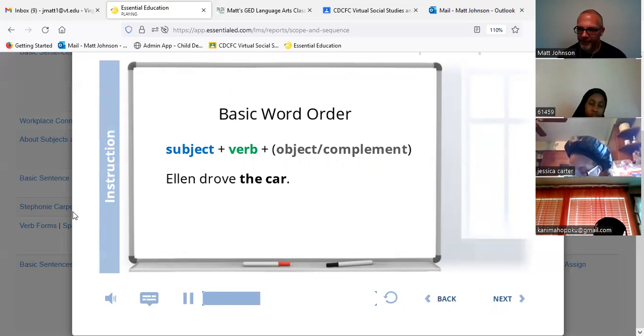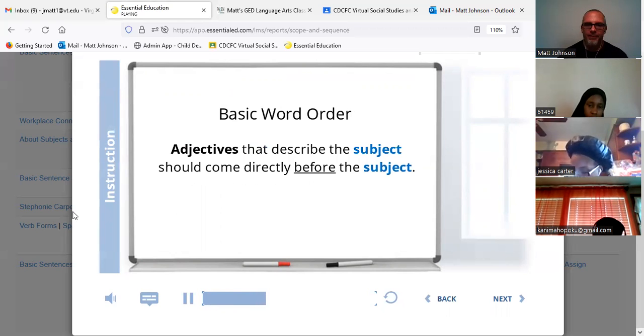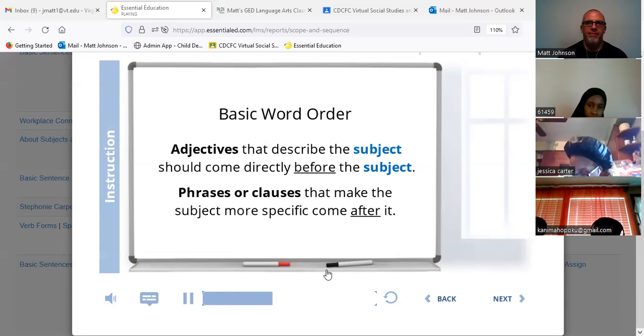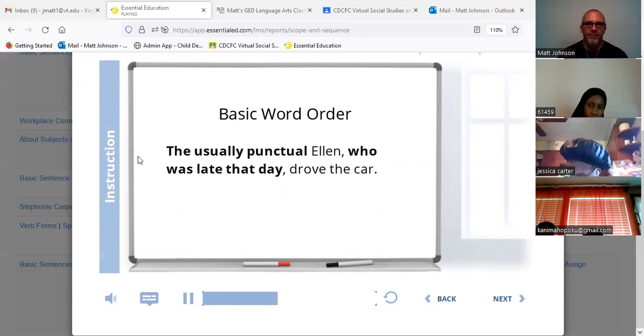The subject's not necessarily just one word. Adjectives that describe the subject should come directly before the subject. Phrases or clauses that make the subject more specific come after it, like this. The usually punctual Ellen, who was late that day, drove the car. The subject is a lot longer now because it includes a lot of descriptions of Ellen. Still, it comes at the beginning of the sentence, and the verb comes after it.